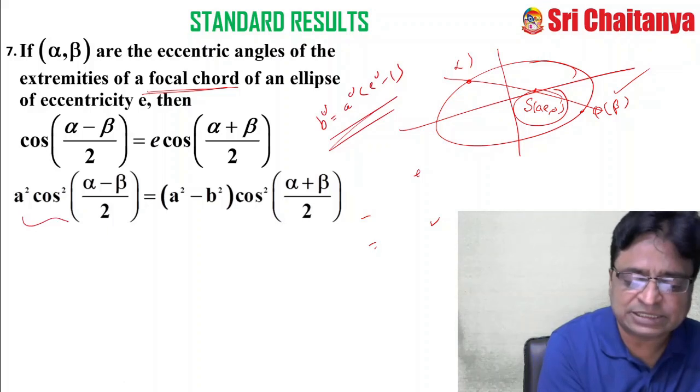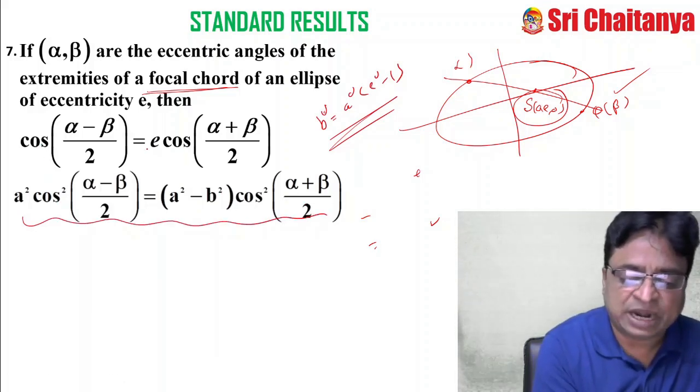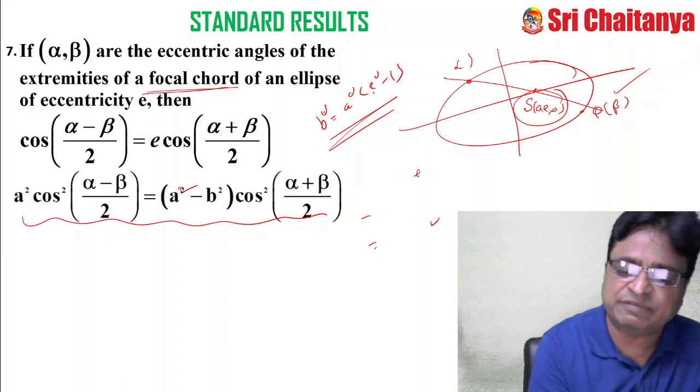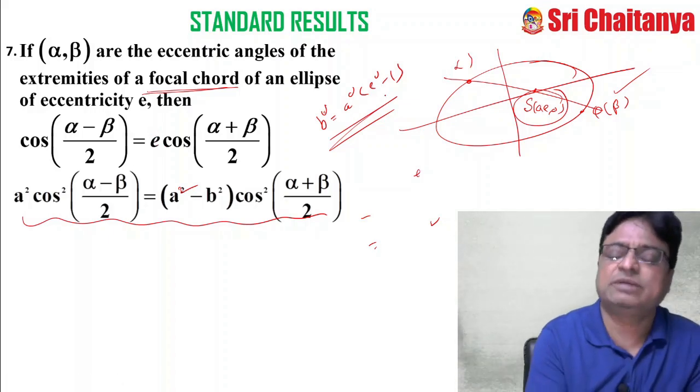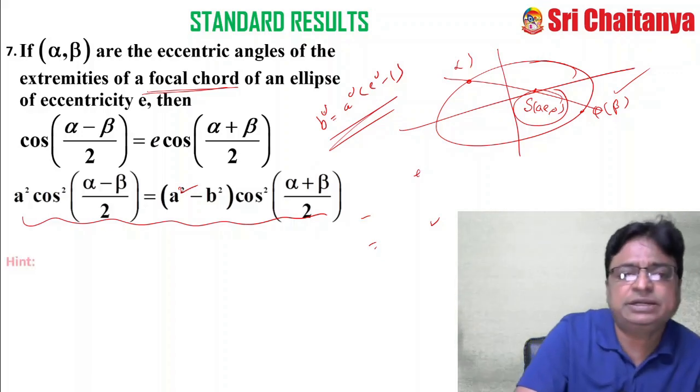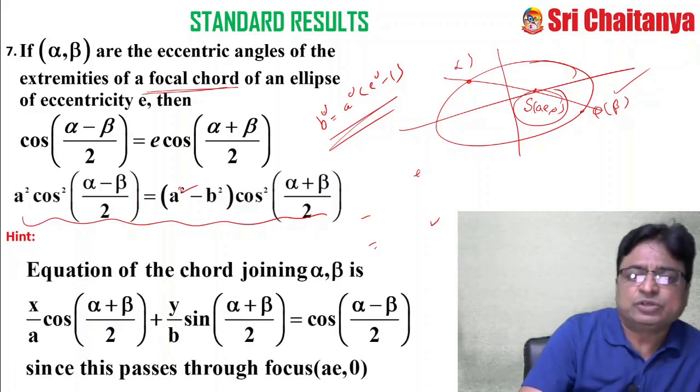Because in the second result, instead of cos, cos square is there. And instead of e, a square minus b square is there. So what they are doing is, they are replacing e square with this result. There you will get the answer. So here, see the hint. This is the hint. So what am I doing now?